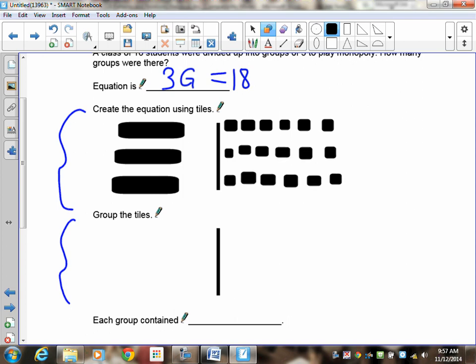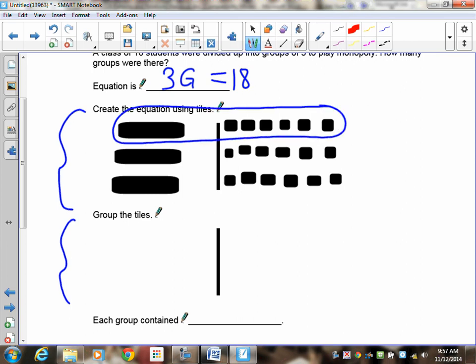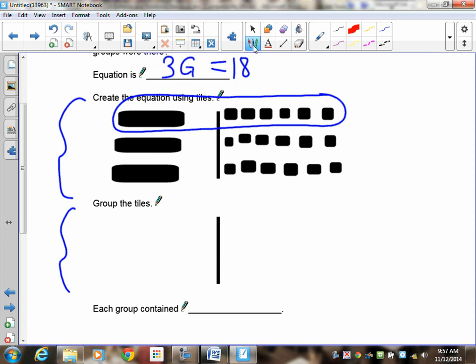So there we go. So now I know that one of the groups has 6 kids in it. So in this case, each group, G, is equal to 6. So each group contained 6 students. There's my sentence. How about I spell it correctly today?